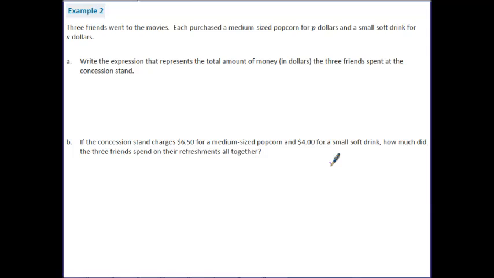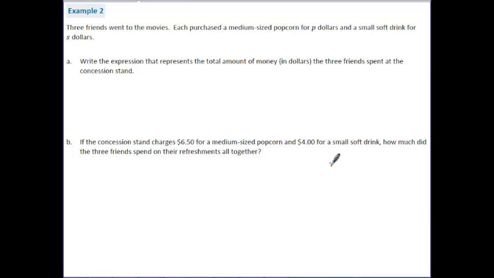3 friends went to the movies. Each purchased a medium-sized popcorn for P dollars and a small soft drink for S dollars. Write the expression that represents the total amount of money in dollars the 3 friends spent at the concession stand. Now, there's actually 2 different ways that we can write this. It really depends on how you think about the scenario.